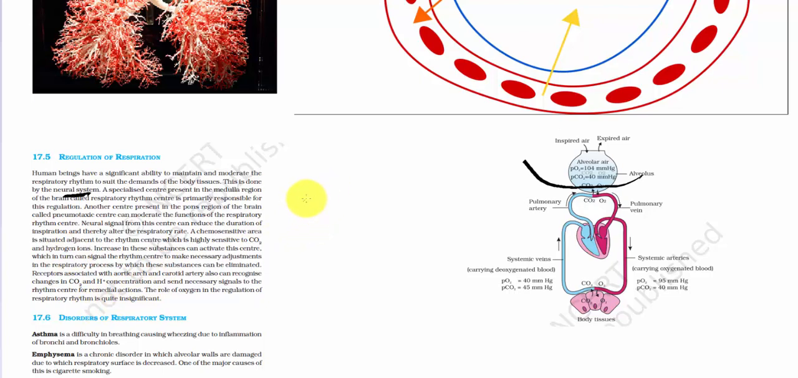Suppose this is our brain. There is, in the back side of the brain connecting the spine, the medulla oblongata. Here it is present, and it helps the process of involuntary breathing.